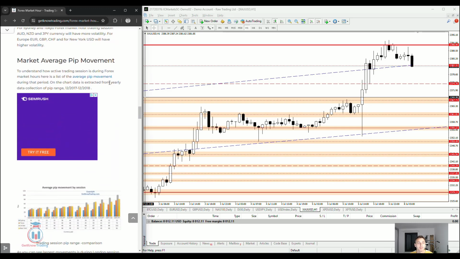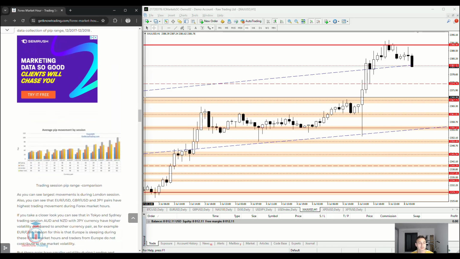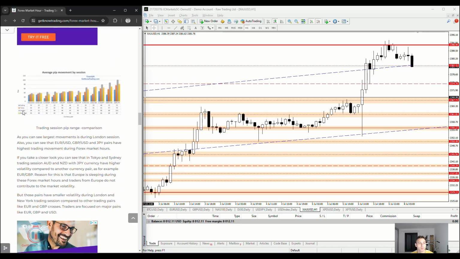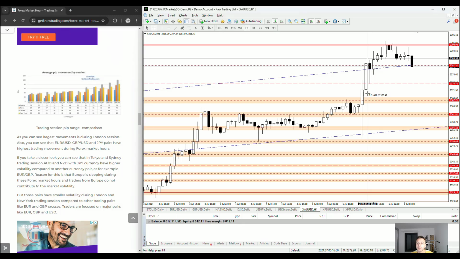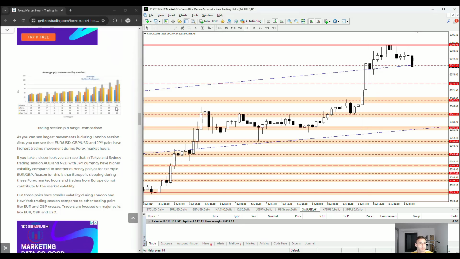Now, the average pip movement is also very important during the trading session. During the trading session, you can see what the difference is. Then we have London and New York. You can see that these two, the last two in these charts, have the biggest candles and also the biggest pip movement, for example, for the GBP Japanese yen, and also for the Euro USD.